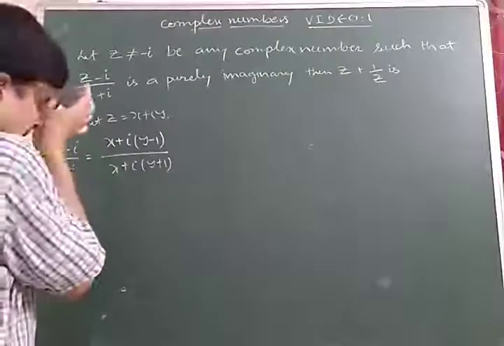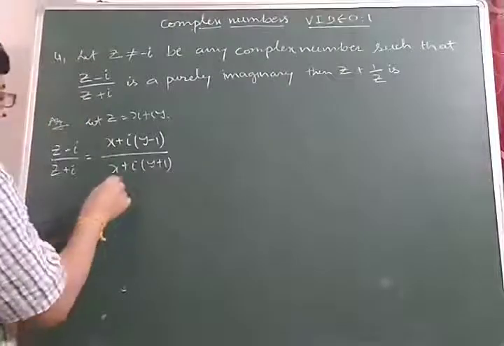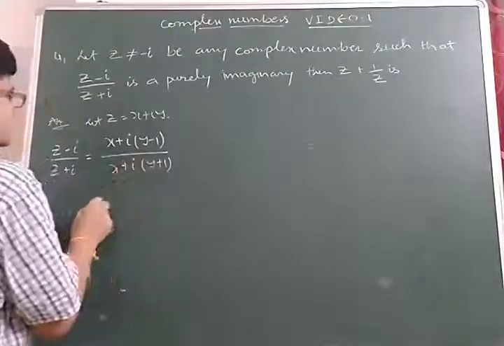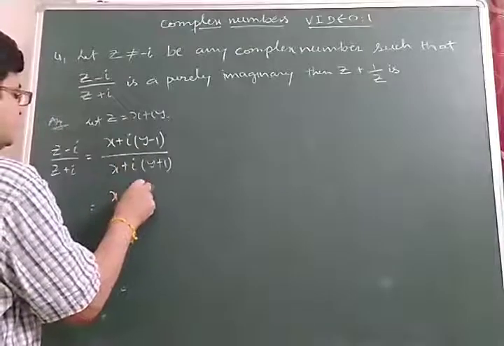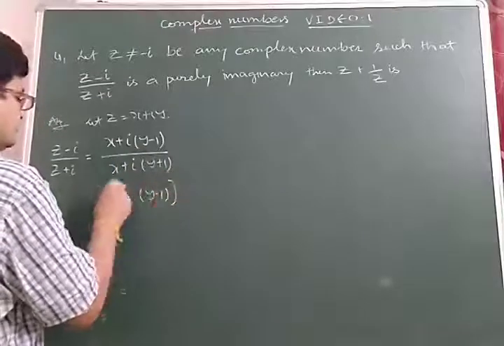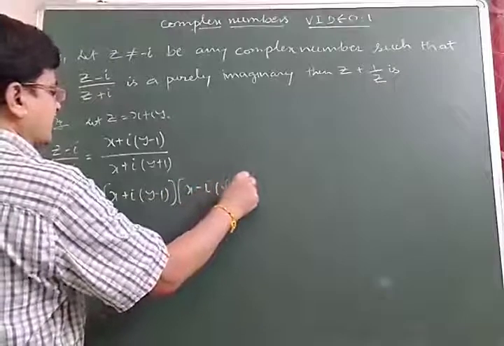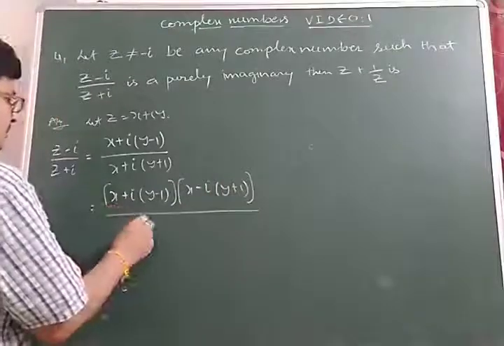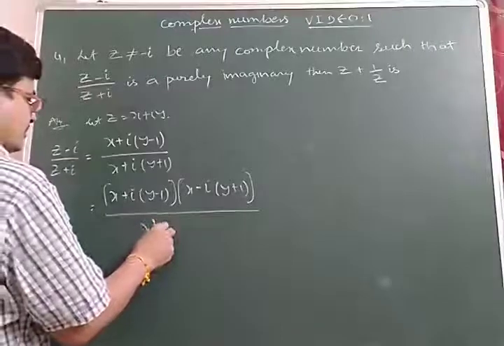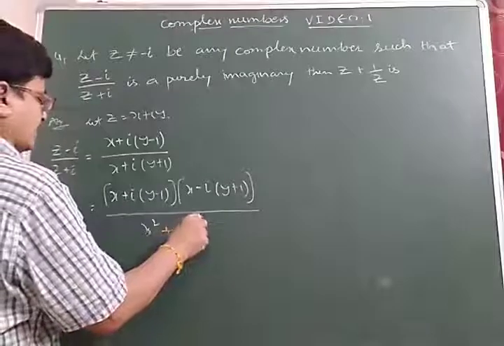Now applying the conjugate, the denominator is rationalized: (x plus i(y minus 1)) into (x minus i(y plus 1)) by x square plus (y plus 1) square.